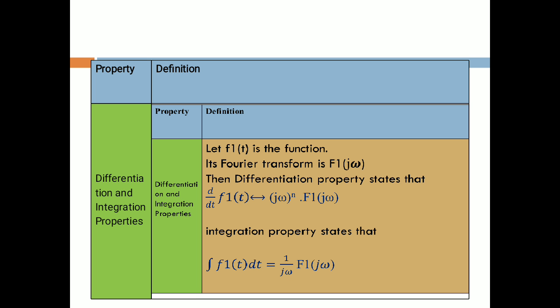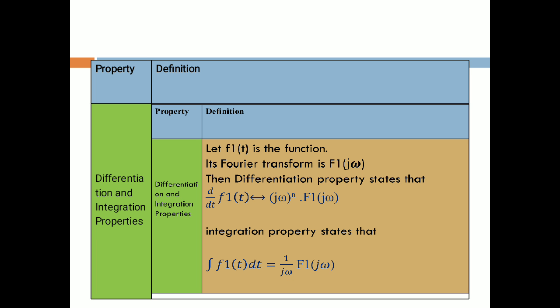And the integration property is exactly opposite to this expression. Integration of f1(t) dt, we are going to integrate with respect to time. In differentiation also we differentiated with respect to time, and here integration is also with respect to time. So the integration of f1(t) dt is equal to 1 upon j omega F1(j omega).